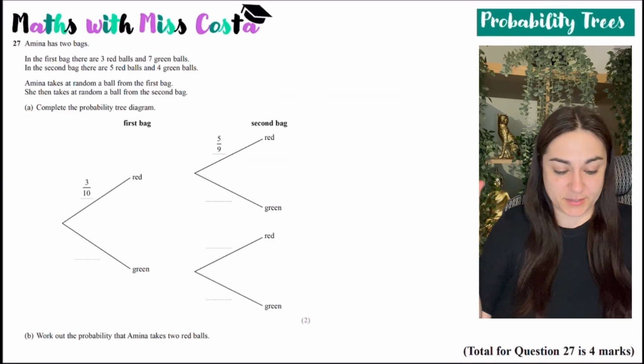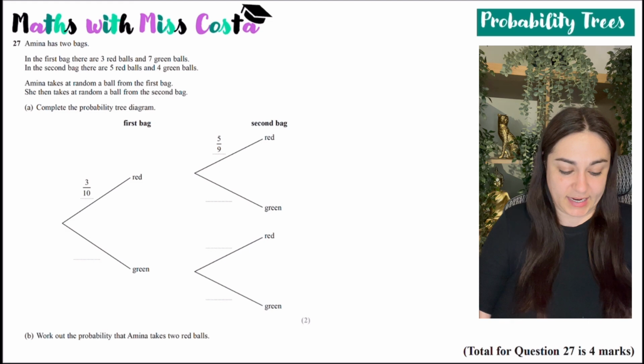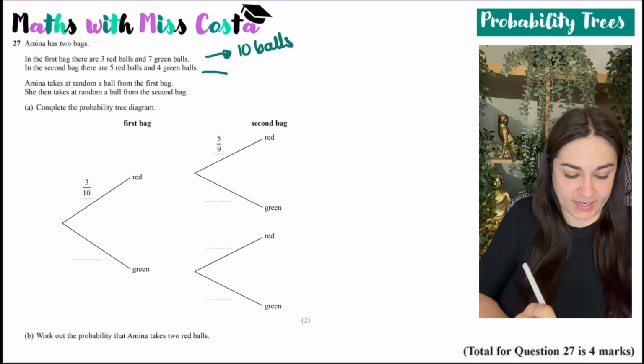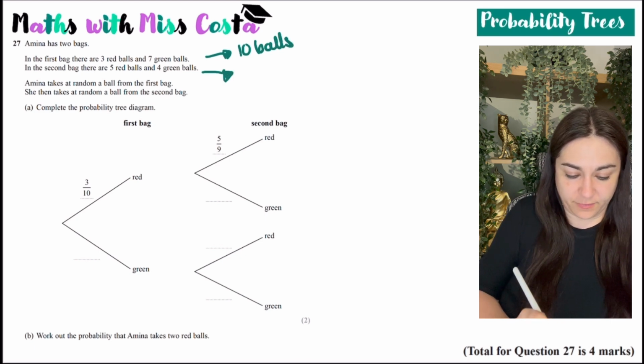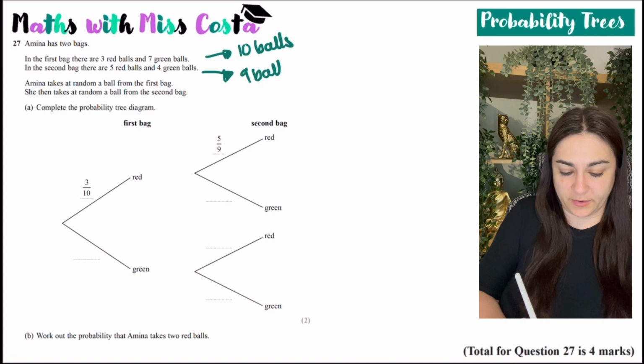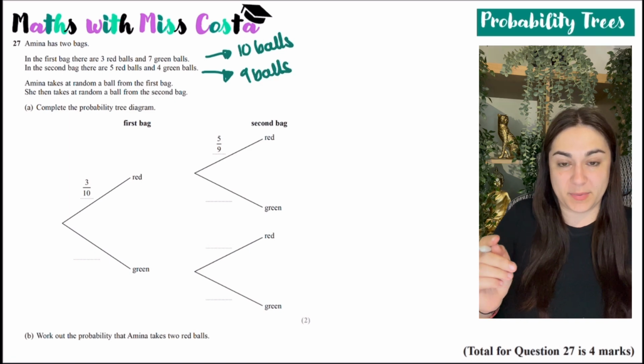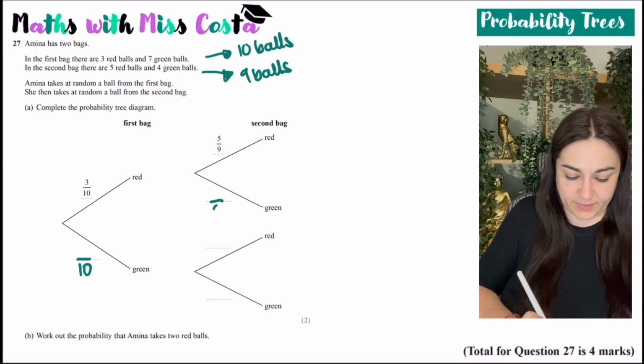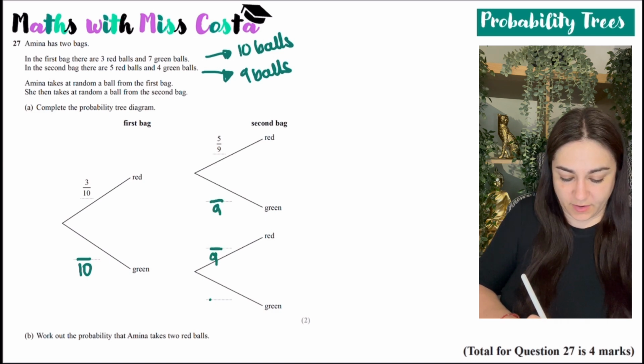Okay, so I'm told that Amina has 2 bags. In the first bag, there are 3 red balls and 7 green balls. So that means that there's a total of 10 balls in total in the first bag. And in the second bag, there are 5 red balls and 4 green balls, so 9 balls in total. So all my probability for the first bag is going to be out of 10. And for the second bag, it's going to be out of 9.